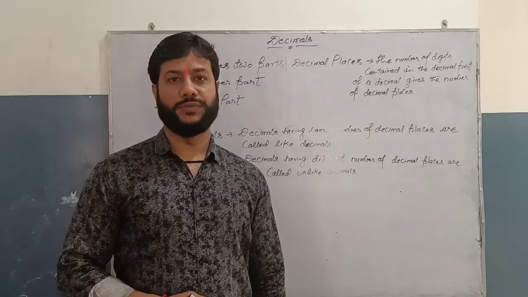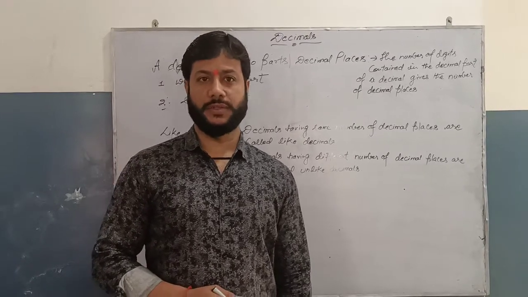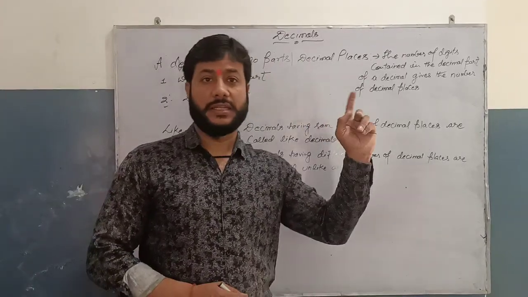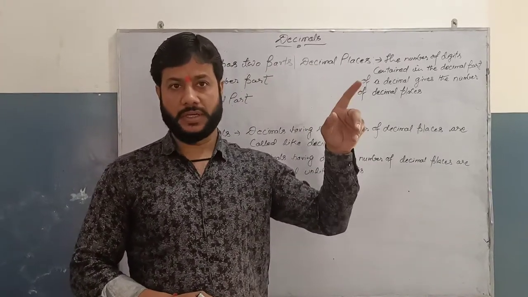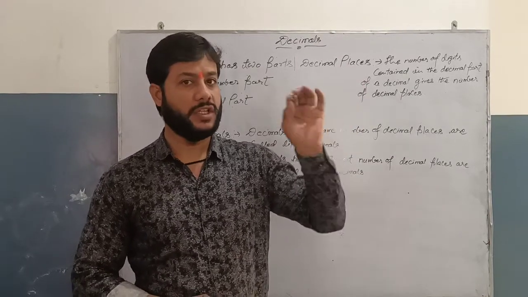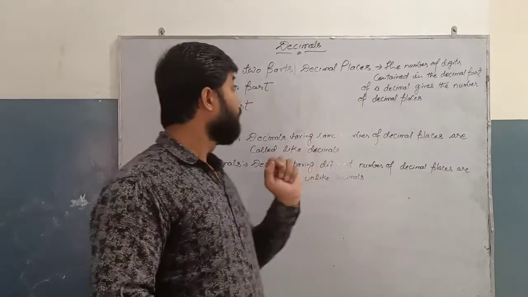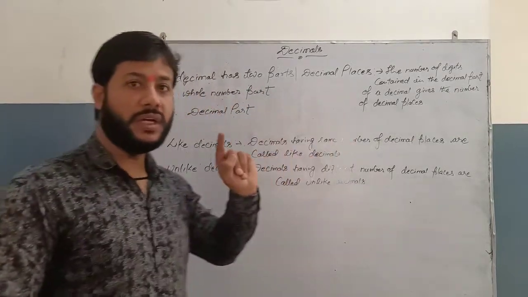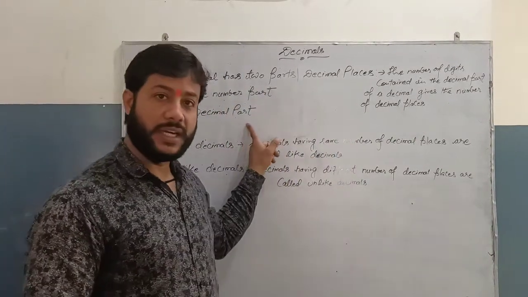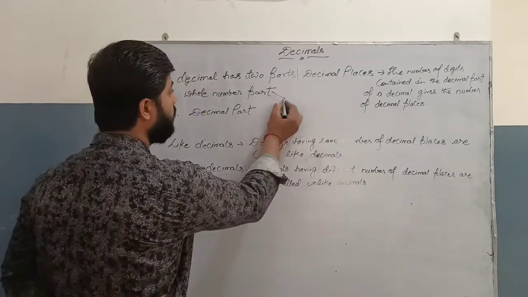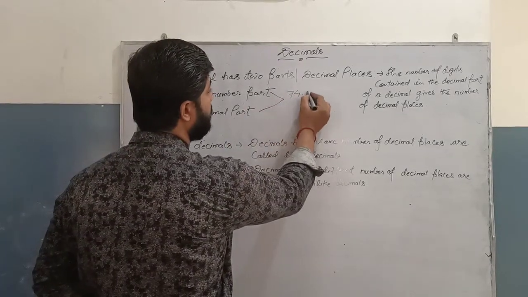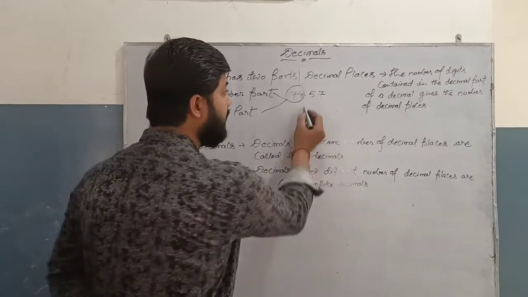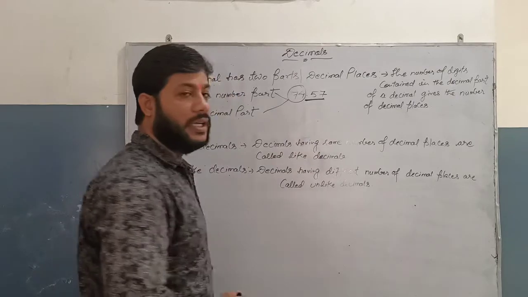Now today we will move to the next exercise, decimals. Numbers expressed in decimal form are called decimals. A decimal has two parts: the first is the whole number and the second is the decimal part. As we can see in an example like 74.57, 74 is the whole number and .57 is the decimal part.